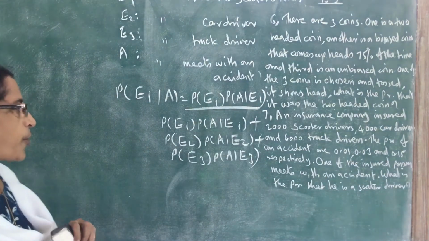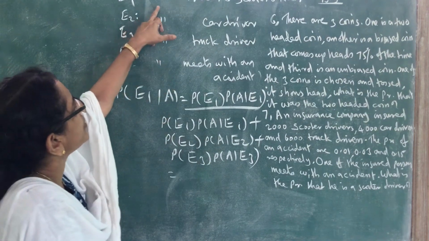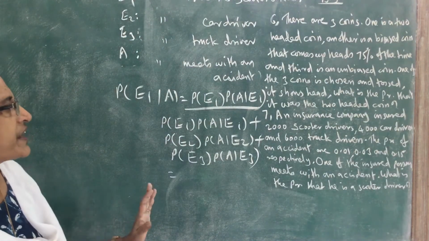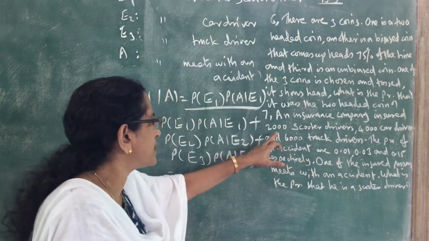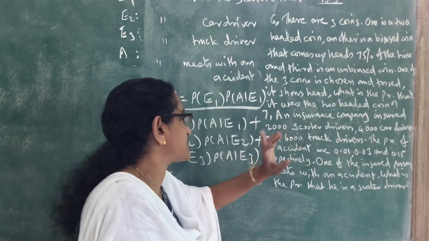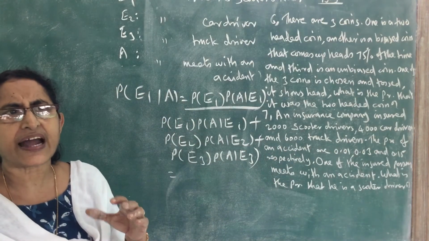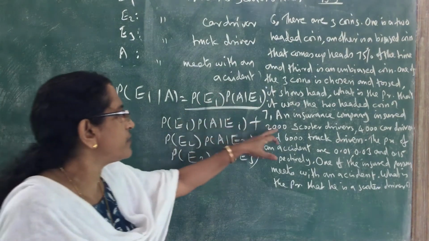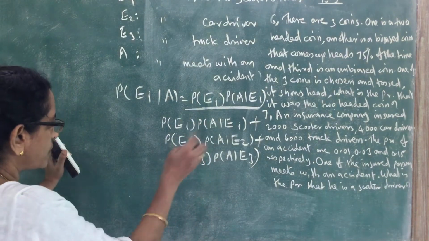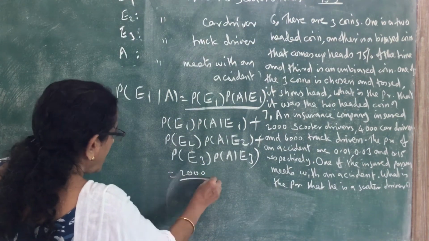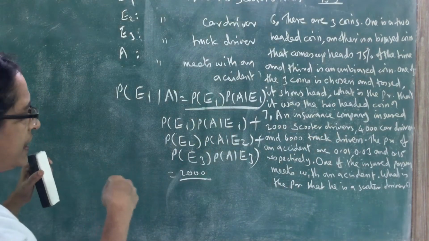Then we can find the probability. That is equal to probability of E1. That means what is the probability that the insured person is a scooter driver? See here, how many total drivers are there? 2,000 plus 4,000 plus 6,000. In that, 2,000 are scooter drivers. So the probability is 2,000 divided by the total number of drivers, that is 2,000 divided by 6 plus 4 plus 2, that is 12,000.